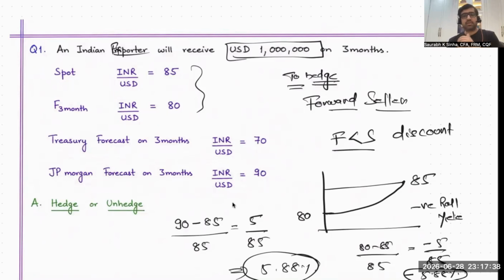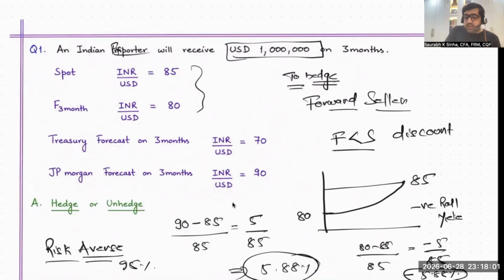Should you hedge or not? If, as a risk neutral investor, you will think, then you will simply say that I will not hedge because you're going to make profit by keeping your position open, right? However, if you're a risk averse person, 95% of the chance you will hedge because this is only a forecast. What if JP Morgan forecasting does not get validated in the future? Say in the future, it came to 65. What will you do? Nobody is going to protect you because you haven't hedged your position.